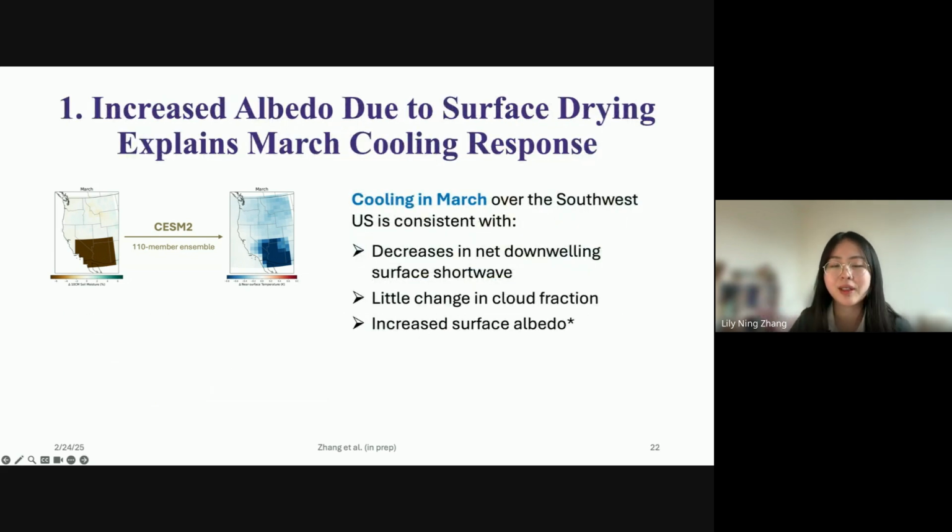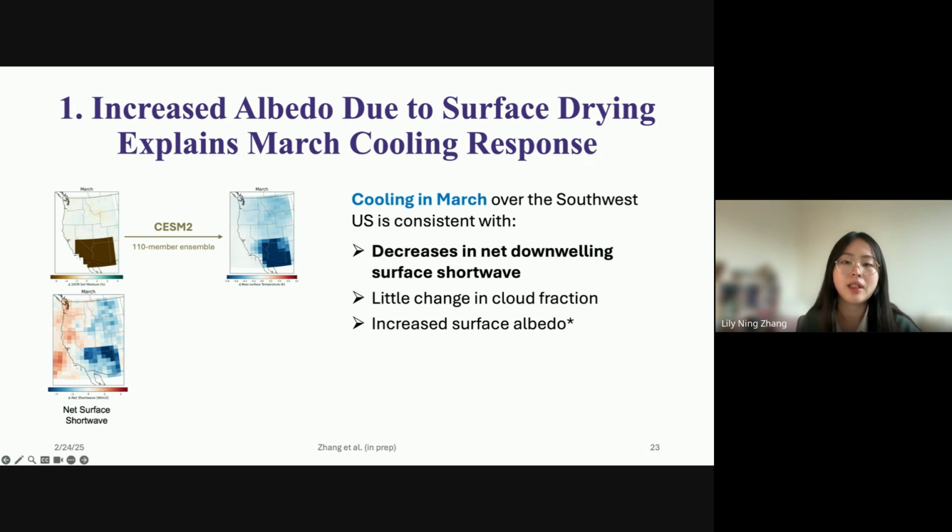So first, I'm just going to talk a little bit about the cooling in March that we see. I think something really neat and unexpected is going on there, where we have this decrease in the average near surface temperature that's consistent with a decrease in net downwelling shortwave radiation at the surface.